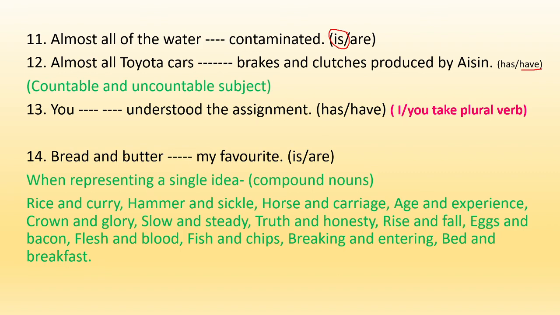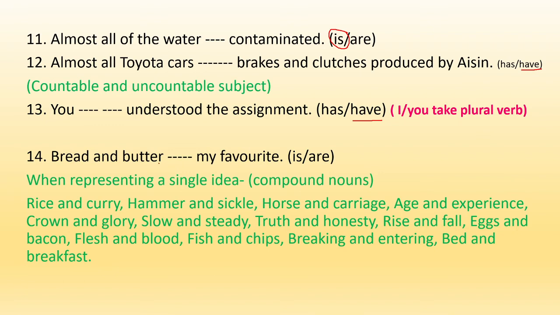Now next, you understood the assignment. So we have to choose from has or have. So I and you take plural verb. So this is the rule, this is an exception. I and you, they take plural verb. So you have understood the assignment, because otherwise you is singular. So we should use a singular verb here, but this is an exception. I and you, they take plural verb.